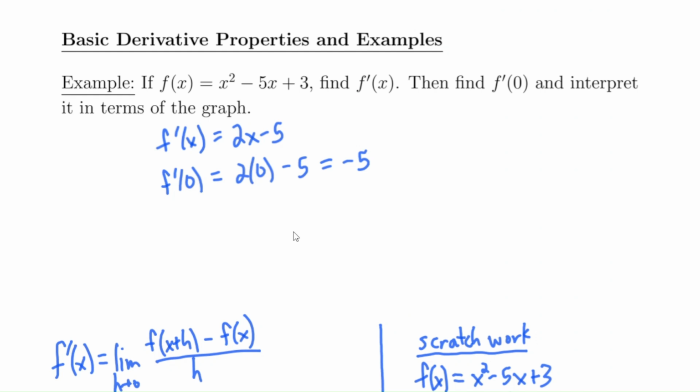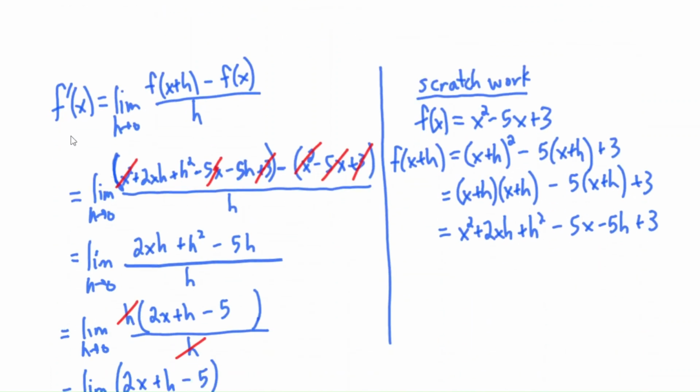Well, if you do this the old way, the way that we did in the last video, it's kind of a pain. In fact, let me remind you of that way real quickly here. If we use the definition of derivative to find the derivative, rather than the quick rules, this is how we did it. Remember, f prime of x was the limit as h approaches 0 of f of x plus h minus f of x all over h. And we had to do some scratch work to figure out what's f of x plus h. F of x is this. F of x plus h, the way you find that is to replace all the x's in the formula for f of x with x plus h. So we'd have x plus h squared minus 5 times x plus h plus 3.